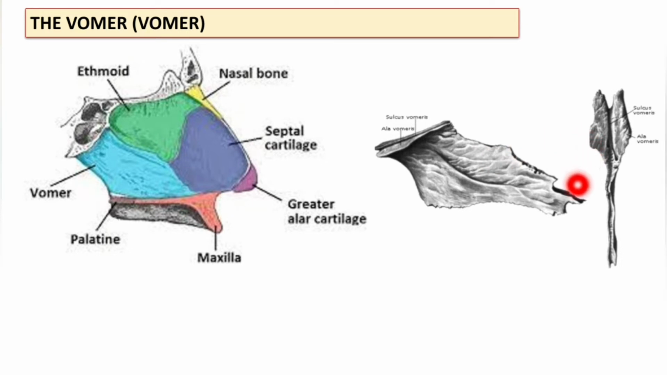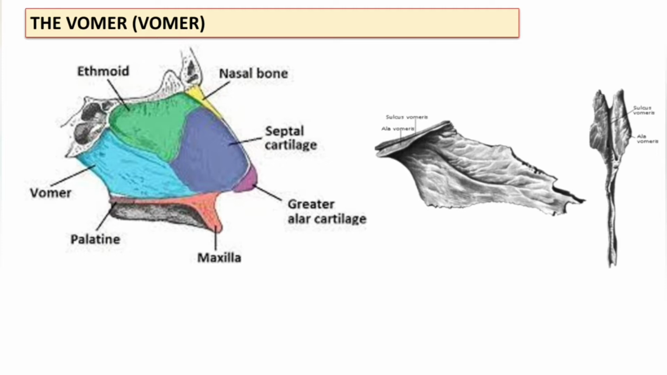Here is another view, right? Sulcus vomeris, and you have the ala, the alae vomeris. These two, you can see the alae vomeris, right? Okay, so that's the vomer.